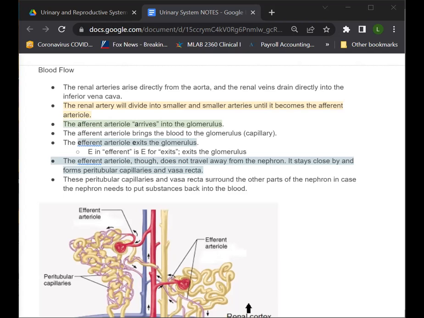So actually, one thing that we need to know is that blood never, ever, ever flows through the nephron. Only urine flows through the nephron. So the blood flow is parallel beside the nephron. Very important to understand.